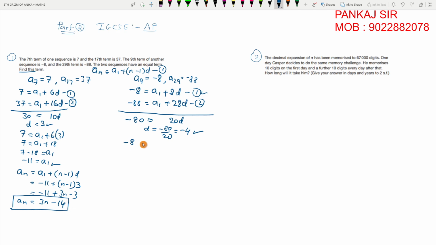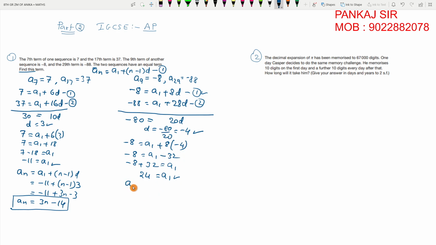So minus 8 is equal to A1 plus 8 times D, which is minus 4, right? So minus 8 equals A1 minus 8 fours are 32. So minus 8 plus 32 will be equal to A1, and minus 8 plus 32 happens to be 24. So this will be my A1. So I get my first term as 24 and my common difference as minus 4.